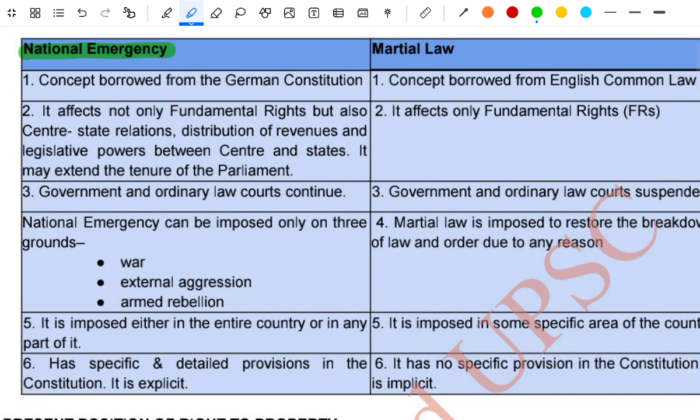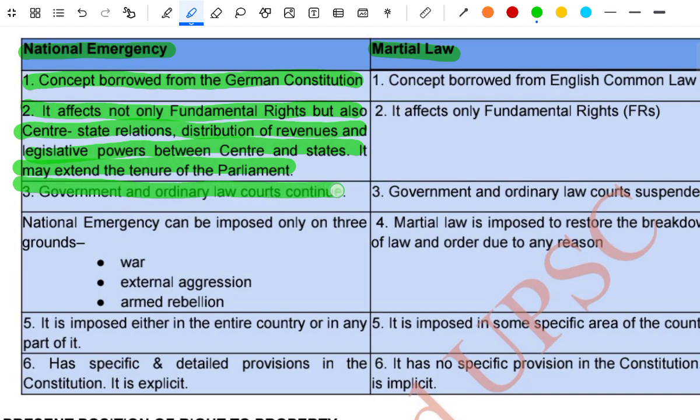National emergency and martial law. The concept of national emergency is borrowed from the German constitution. Second, it affects not only the fundamental rights but also center-state relations, distribution of revenues, and legislative powers between the center and the state. It may extend the tenure of Parliament. Third, the government and the ordinary law courts continue.